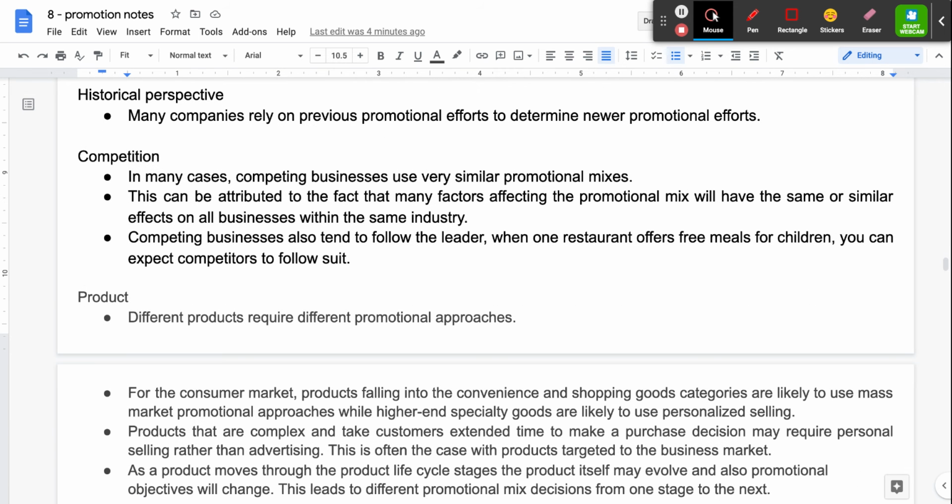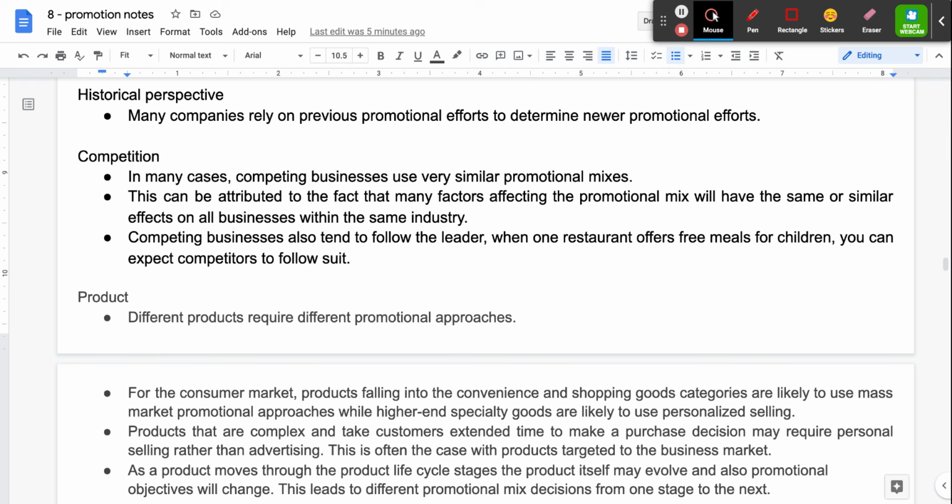As with everything, we're going to look at competition. We want to see what they're doing, how they're using their promotional mix, what's working, what's not working. Many factors affecting the promotional mix have the same or similar effects on all businesses within the same industry. So, yeah, I sell milk, you sell milk. I'm going to look and see what you're doing. Where are you advertising? What's successful for you? What's not successful? And trying to figure out where I can make that change so that I can be successful. Competing businesses also tend to follow the leader, and this is a big one.